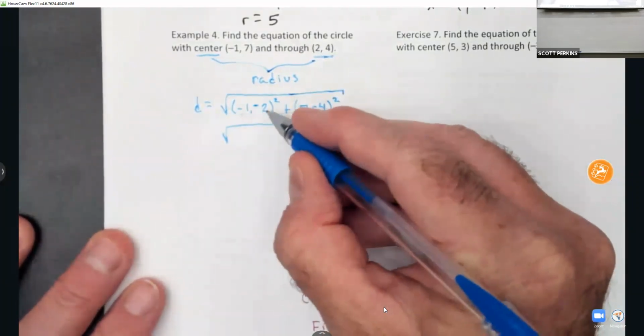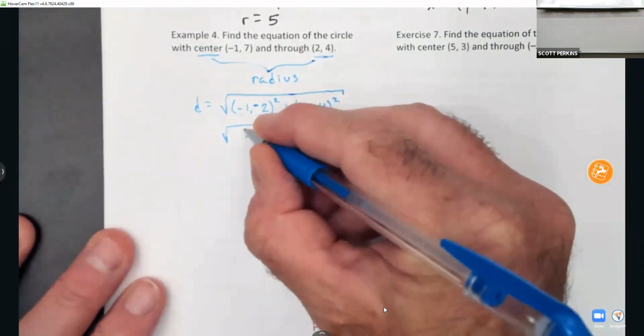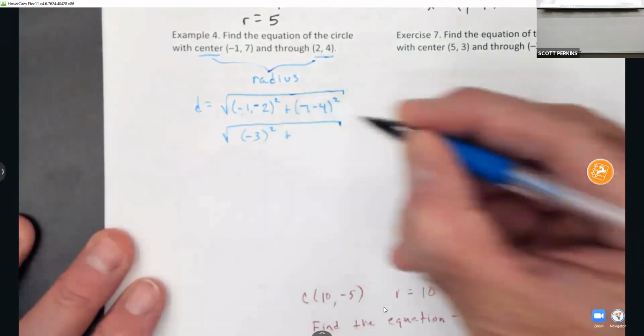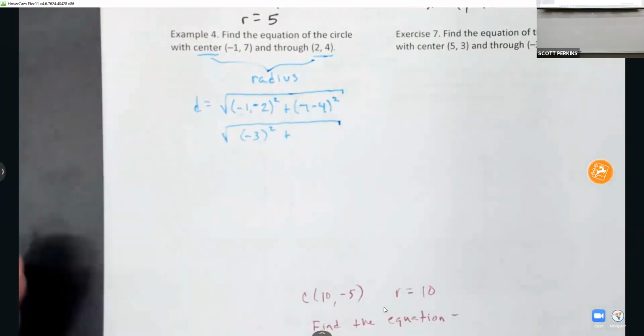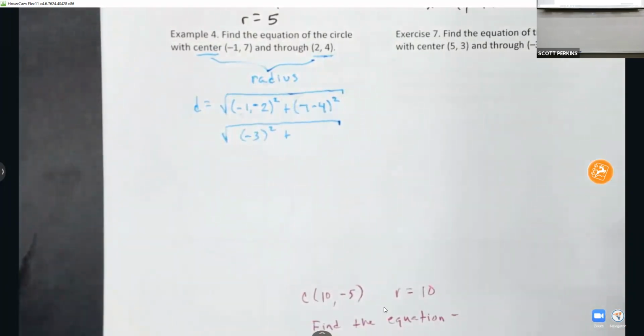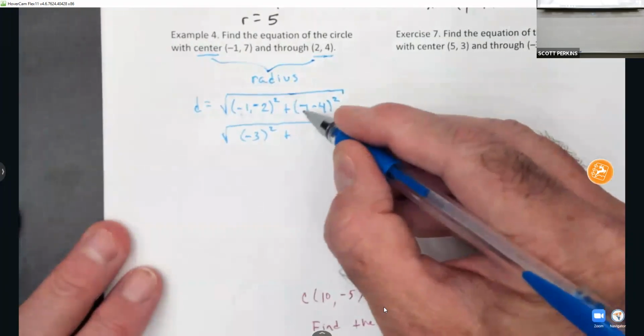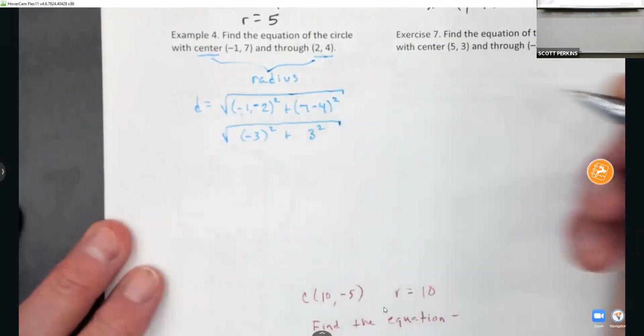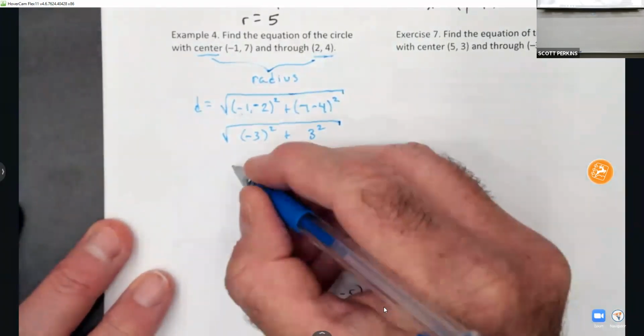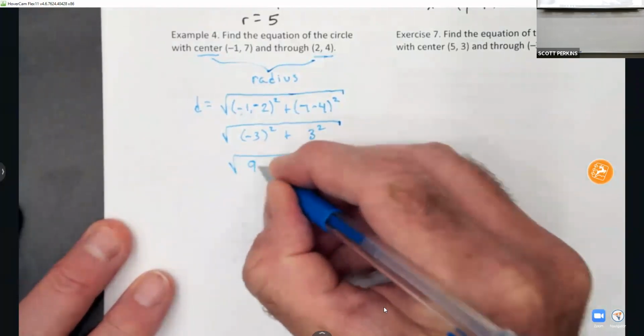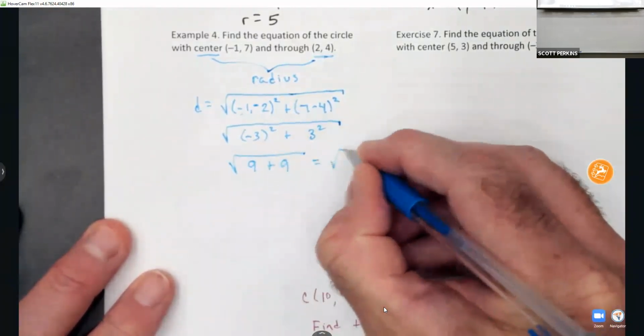So -1 minus 2, that's -3. I'm just taking all the steps here so that when you get home and you're looking at your notes later, because there's problems like this on the homework, you can follow along with what we did in class. 7 minus 4 is 3 squared. So that is 9 plus 9 underneath the radical, which is the square root of 18.